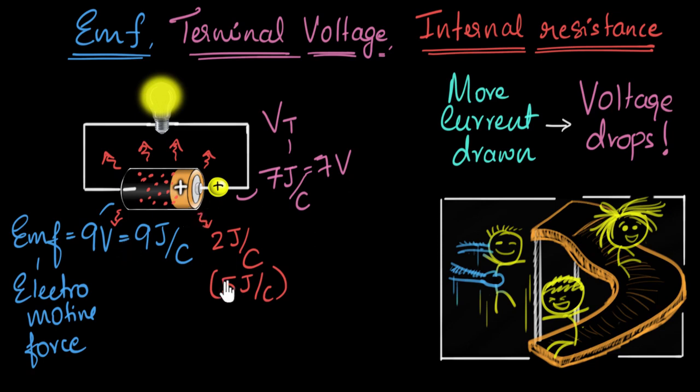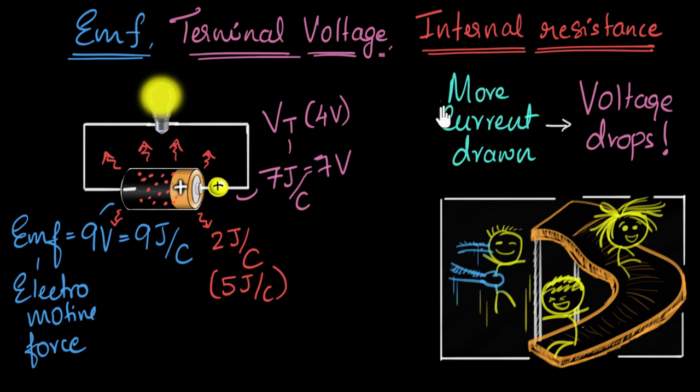Out of 9, 5 got lost. So the new terminal voltage would only be 4. So let me just write that over here. 4. There are a lot of numbers, but I hope you see what's going on over here. So what did we see? As the charge moves faster, the terminal voltage drops. Now can you answer our original question?